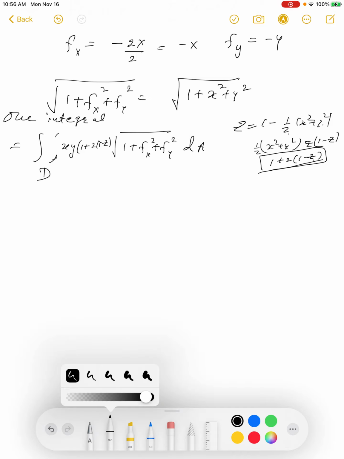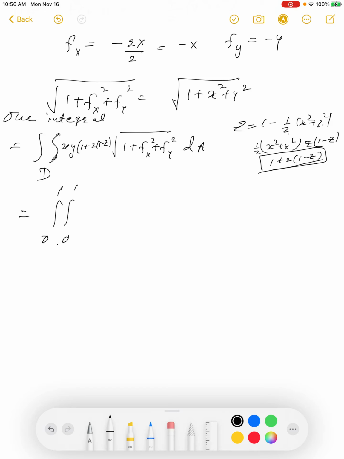And then this will turn out to be simply a double integral on D, which will be integral from 0 to 1, y 0 to 1, this is xy, and 1 plus 2 times 1 minus z will simply turn out to be, see, 1 minus z will turn out to be 1 half x square plus y square. So if you multiply by 2, this gives you x square plus y square, and then that 1 plus that will give me, to make life even easier, I could take its square root.